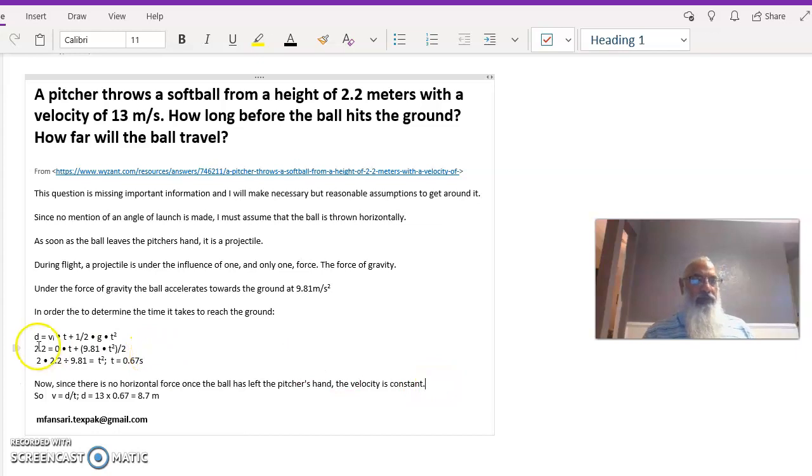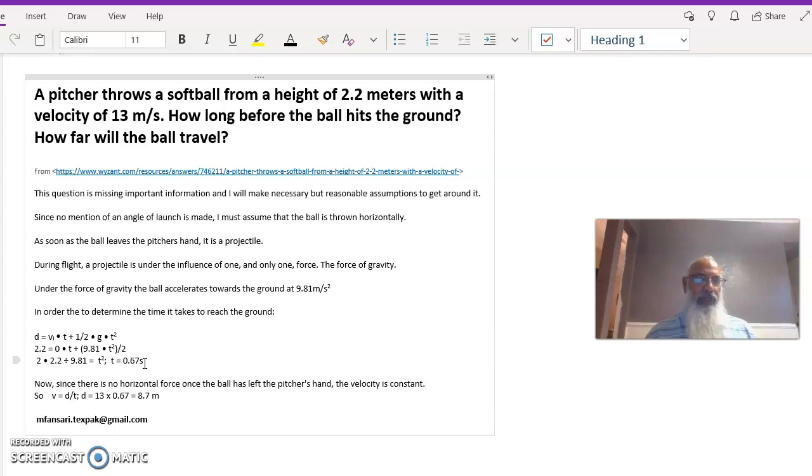So here is the first part. What we did was we solved for t. We had d, which was 2.2. We had vi, which was 0. And we had g, which was 9.81. And since all of the units are in SI units, we can simply solve with the numbers. And then finally, when we come up with the answer, we know that the answer will also be in SI units and therefore seconds. Okay, so that is the first part of it.